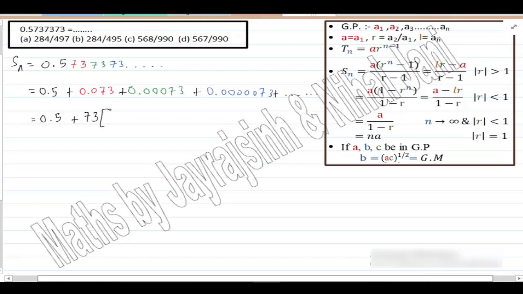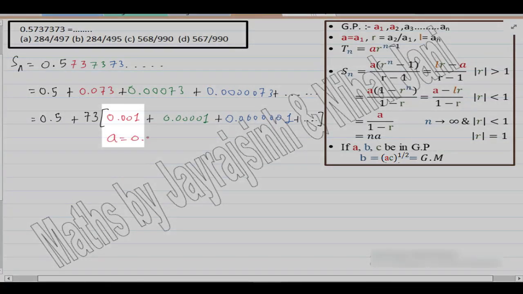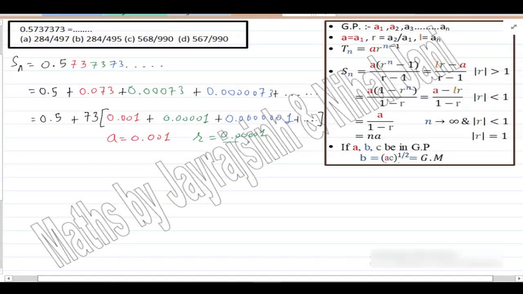So the remaining terms will be 0.001 plus 0.12341 and so on. You can easily notice that in the bracket we have an infinite GP sequence, right? Which has first term equal to 0.01 and common ratio is second term upon first term, which will give us 0.01, right?